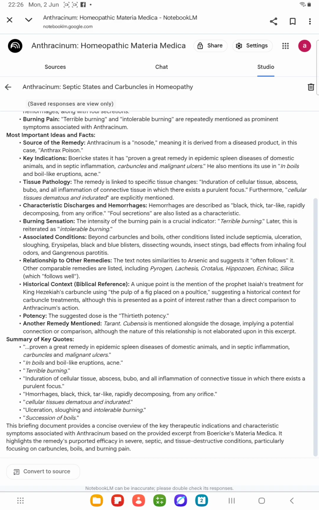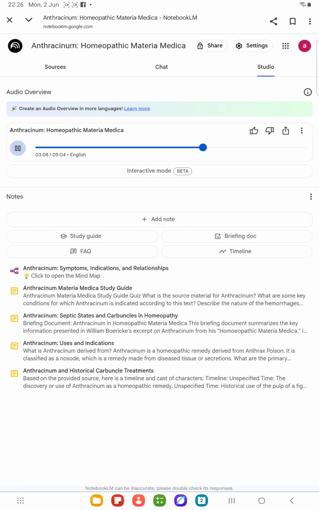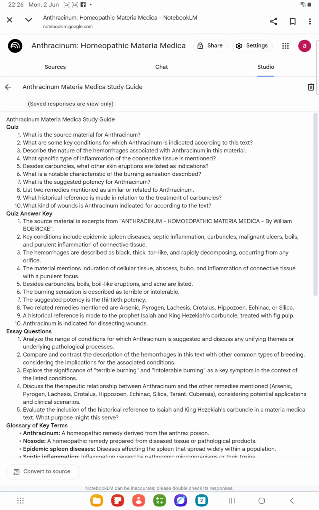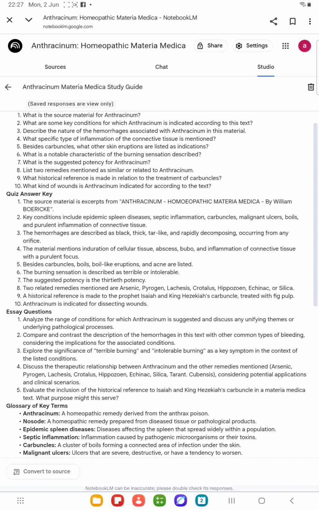Right, and in homeopathy, they always compare remedies, right? How does this one fit in? Yep, he does that. Says it's similar to arsenic, which is also linked to some pretty destructive conditions. Okay. And suggests anthracinum often follows well after arsenic. He also lists others: pyrogen, lachesis, crotalus, hippozoan, echinacea comparisons, and says silica follows well after anthracinum sometimes. It's an interesting network.